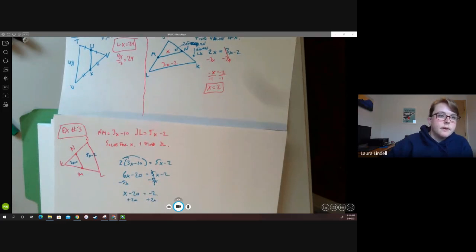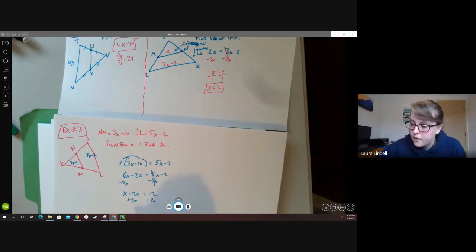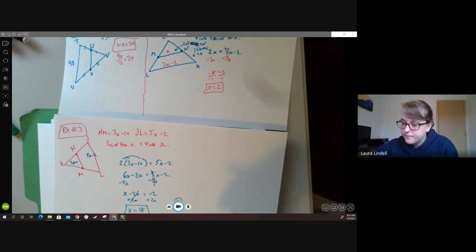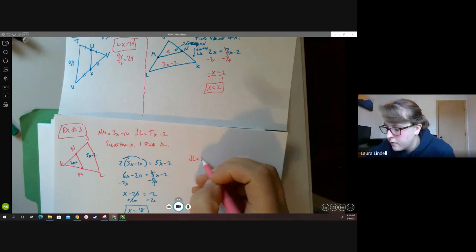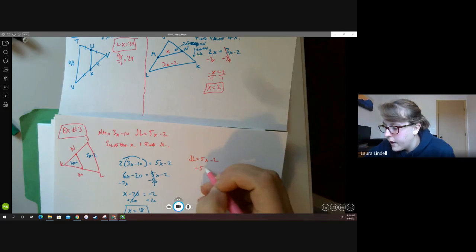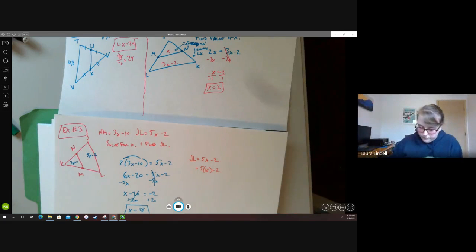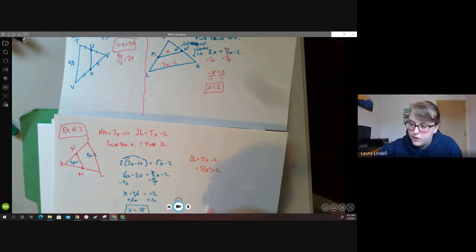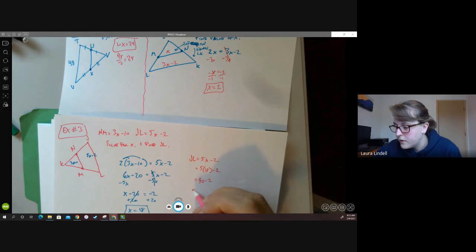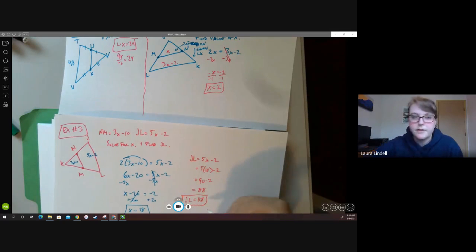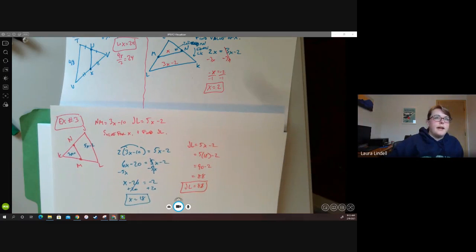But we can't see that. There we go. Moving it on up. So we get x equals 18. So there's part of our answer. We solved for x. And now we've got to find JL. So we know JL is 5x minus 2. So that would be 5 times 18 minus 2, which is 90 minus 2, which is 88. So the other part of our answer there is that JL equals 88.